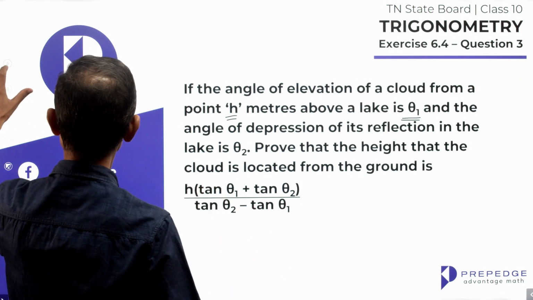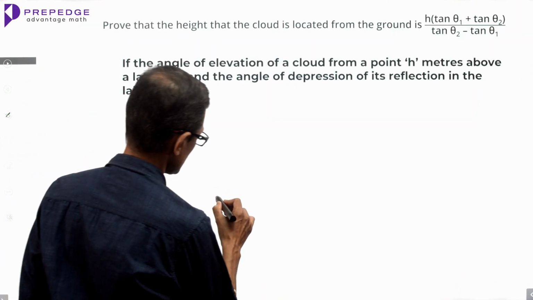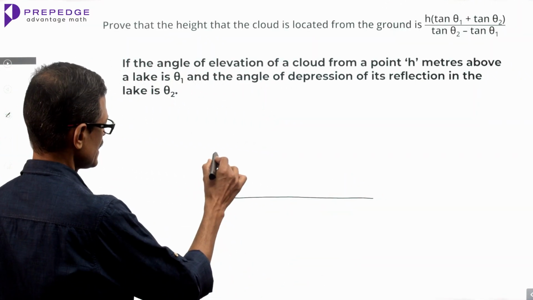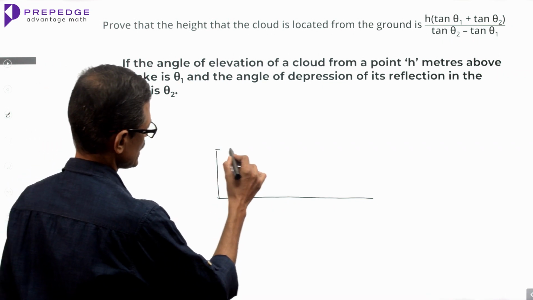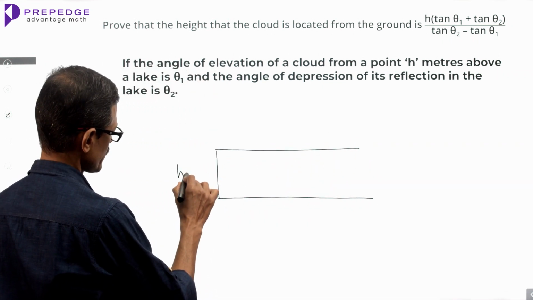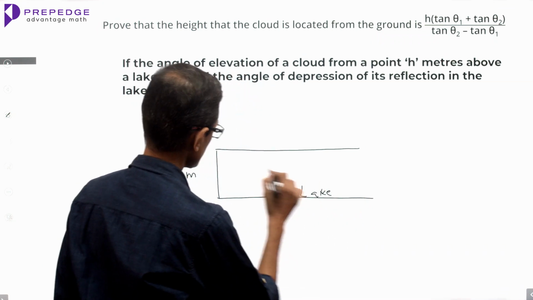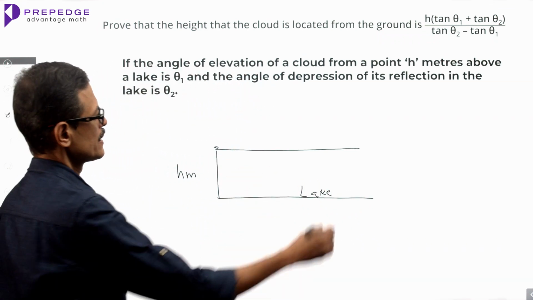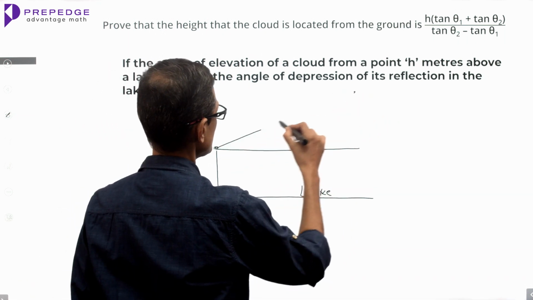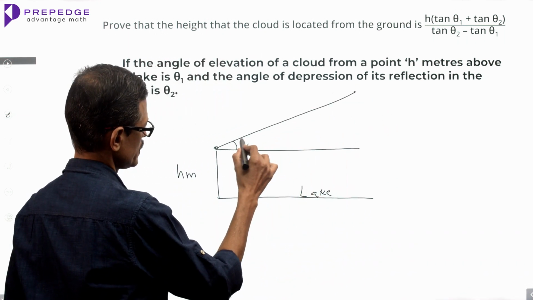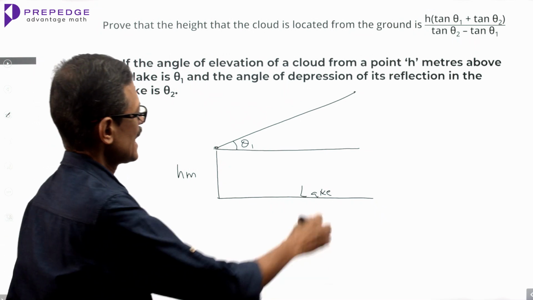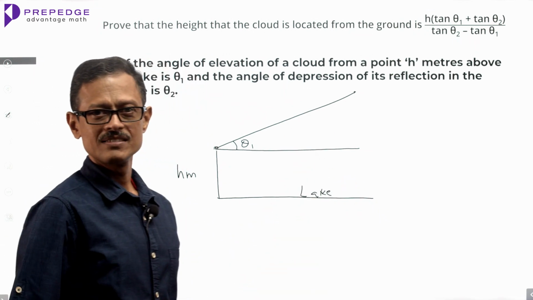Let's draw the diagram first. Then we'll know what we are talking about. This is the lake level. From this we are observing the cloud at a point which is h meters above. This is the lake. This is where we are observing it from. The cloud is here. So the angle of elevation is equal to theta 1. The angle of depression does not come here, right?